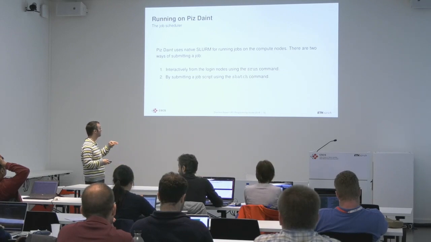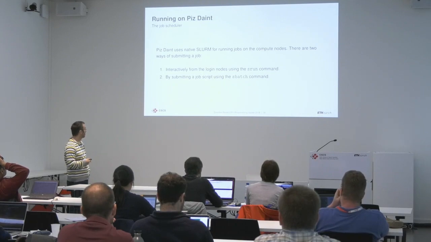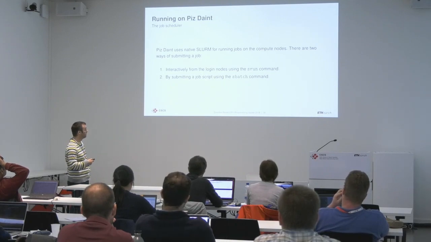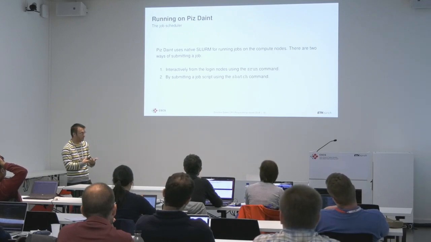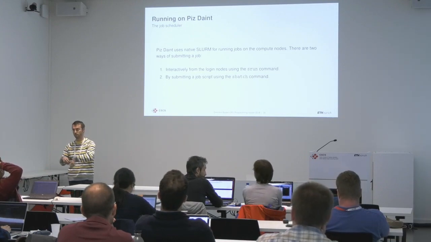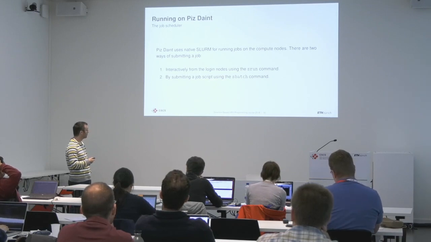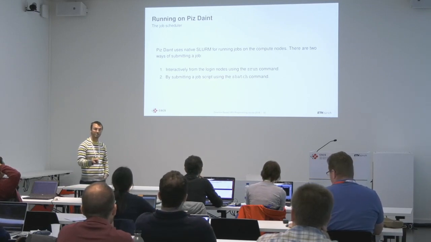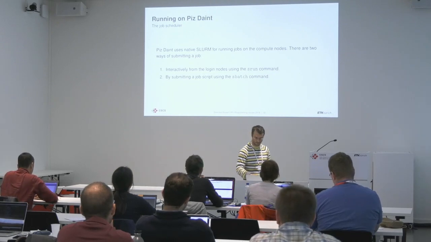So there are two ways of submitting jobs. One is interactively from the login nodes using directly the srun command. It's like using mpirun directly from the login node, and this will create a job allocation implicitly and then go to the compute nodes and run there the srun. And also with the sbatch command, which takes a script that you submit as usually in those systems.